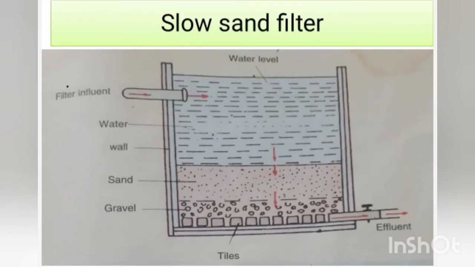Here you can see the picture of a slow sand filter. The plant contains a concrete floor, and this concrete floor contains drainage tiles. The tiles are covered with gravels, and above the gravels it is covered with sand. Then the water is added above the sand and gravel. The water moves through the sand and gravel, and finally the filtered water is collected through the drainage tiles.